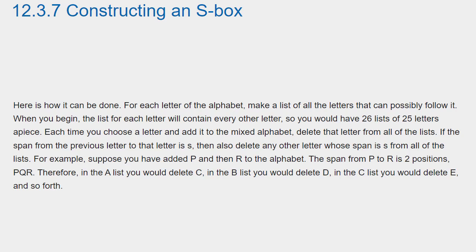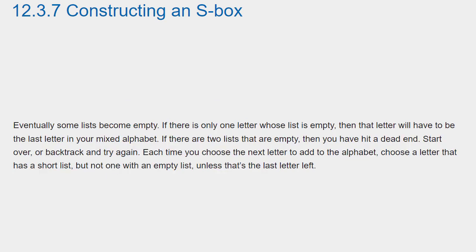For example, suppose you have added P and then R to the alphabet. The span from P to R is 2 positions, P-Q-R. Therefore, in the A list, you would delete C. In the B list, you would delete D. In the C list, you would delete E, and so forth.